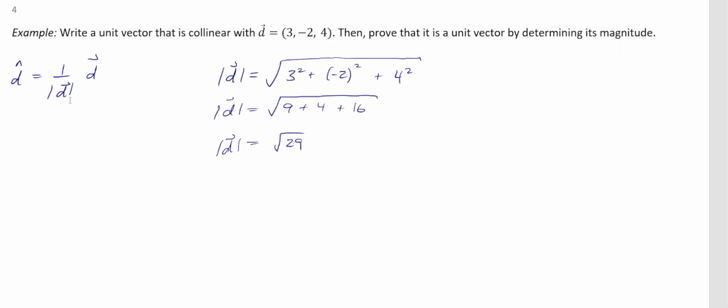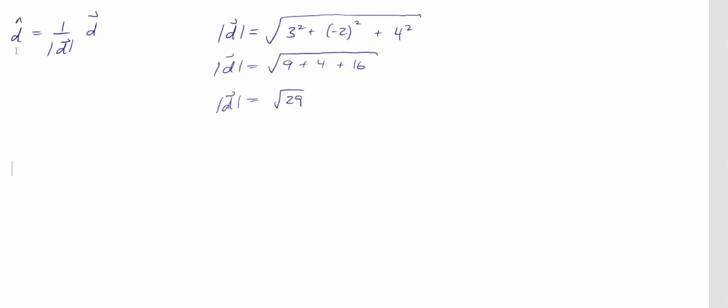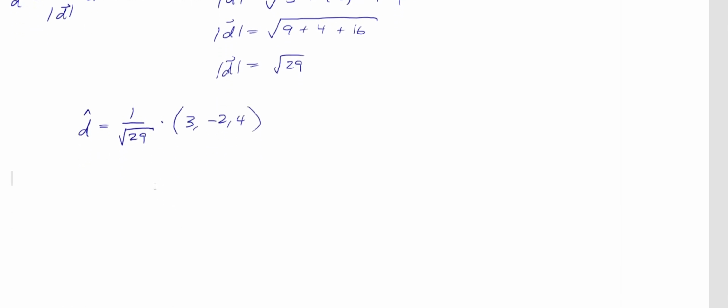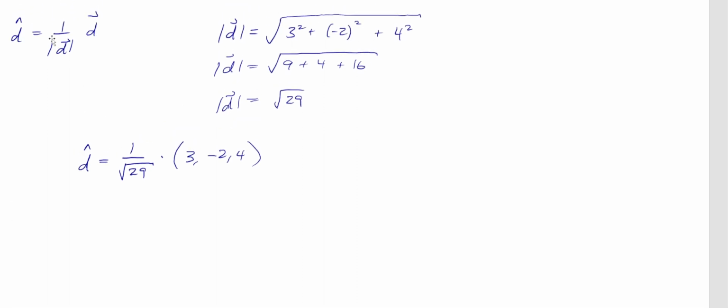Now that I have the magnitude of d, I can write that d cap is equal to 1 over the square root of 29 times vector d, which is 3, -2, and 4, which abides by this formula right here. This is a scalar, so it distributes to all the different components. So this is 3 over square root 29, -2 over square root 29, and 4 over square root 29. And there we have our unit vector that is collinear with d.